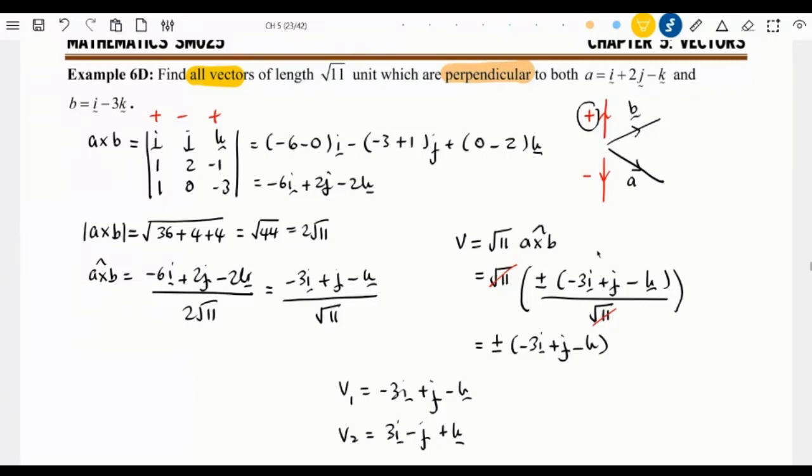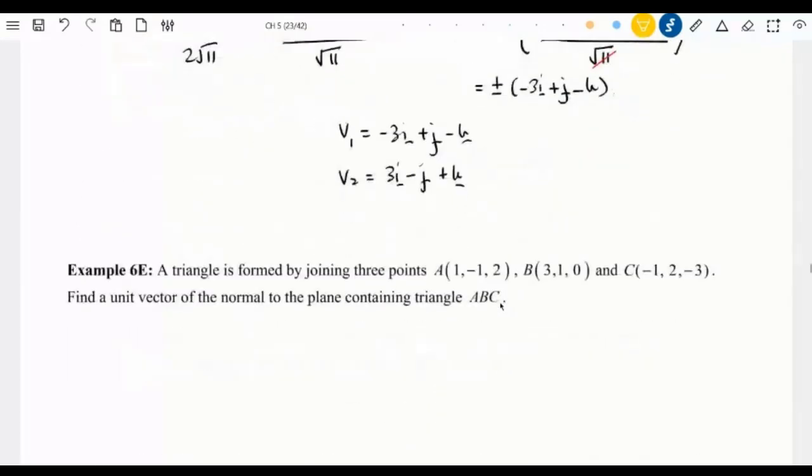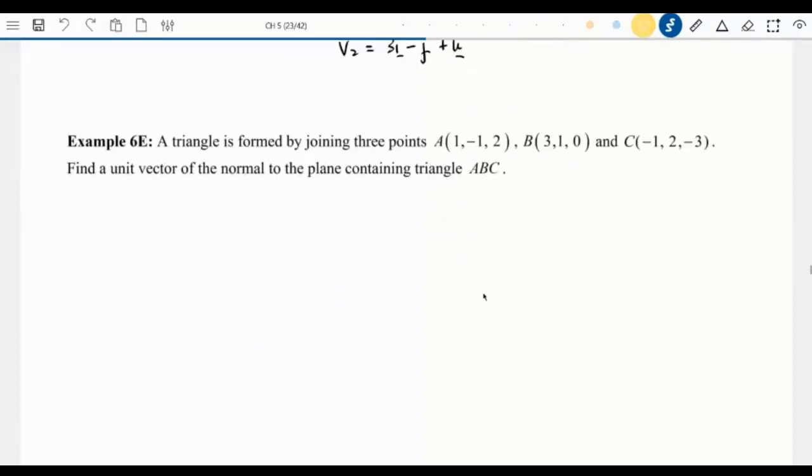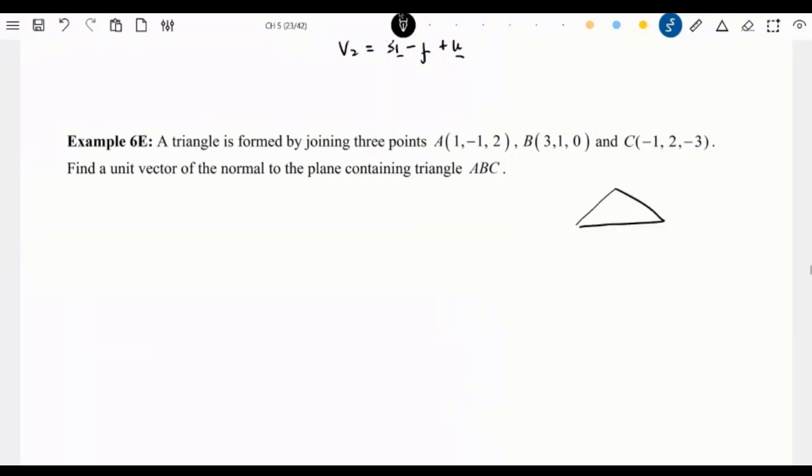Alright, 6E. What do we have in 6E? We have a triangle formed by joining 3 points: 1, negative 1, 2; 3, 1, 0; negative 2, 2, negative 3. For coordinates, make sure you go in order, anti-clockwise or clockwise. It must be in order, not scattered. So let's say we have a triangle ABC. I do it by anti-clockwise rotation. You can do it the other way round, no problem.